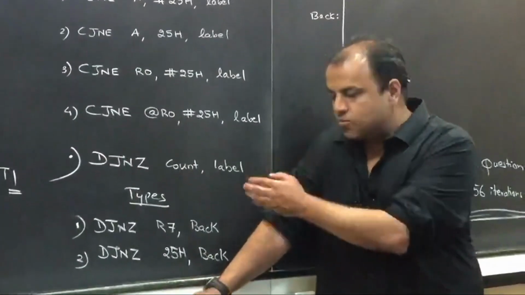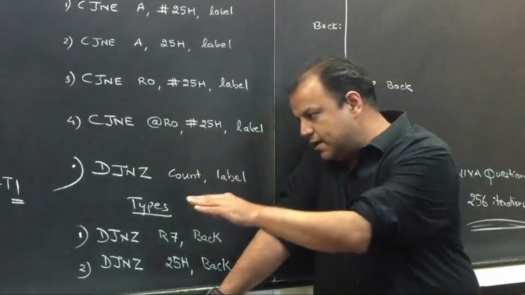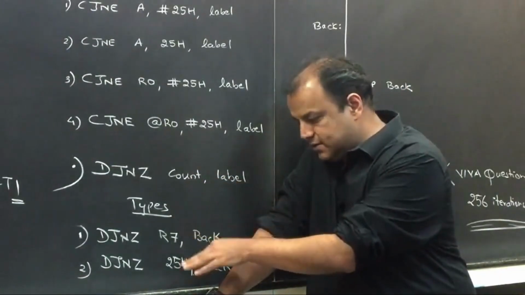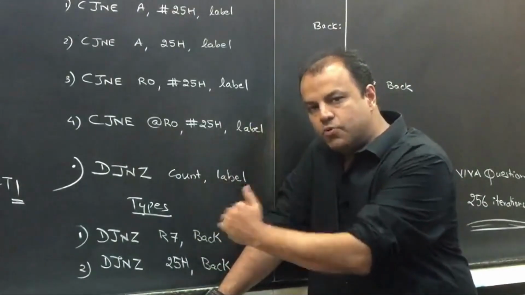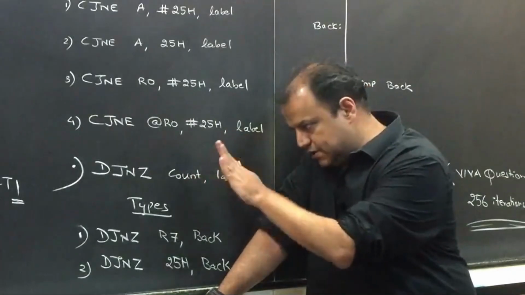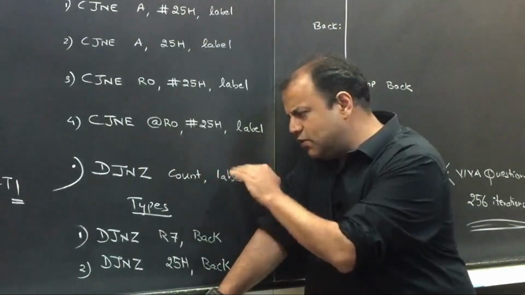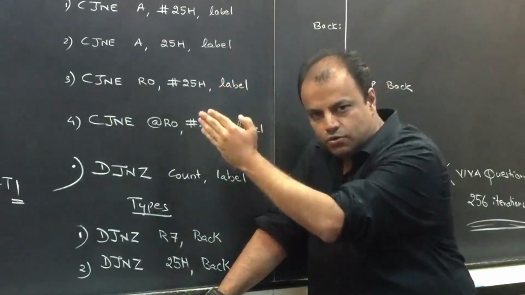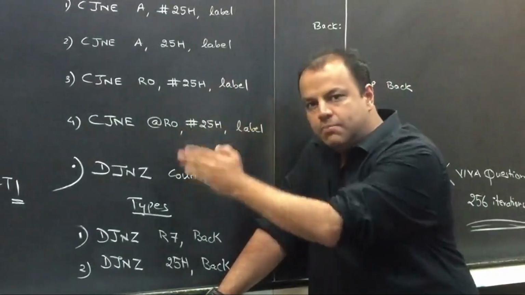DJNZ count, label. DJNZ stands for decrement and jump if not 0. It will decrement this count. This count can be any register or any memory location. So it will decrement that count and keep doing it until it's 0. It will decrement the count; if it is not 0, it will jump to the location label. Do one more iteration: decrement the count, and if it is not 0, jump to the location label. Keep doing this.